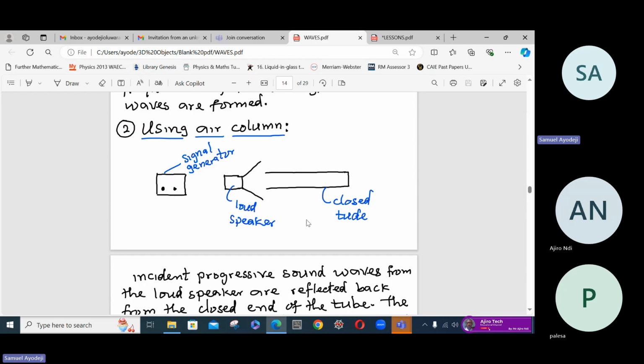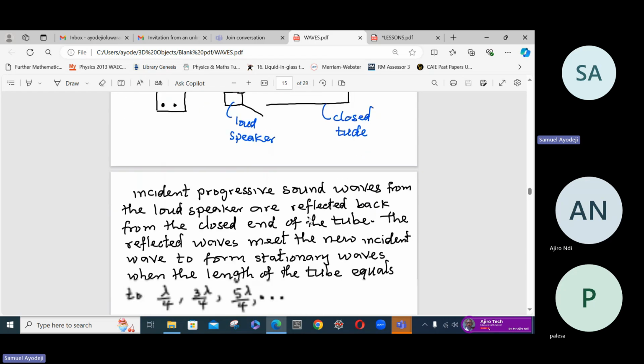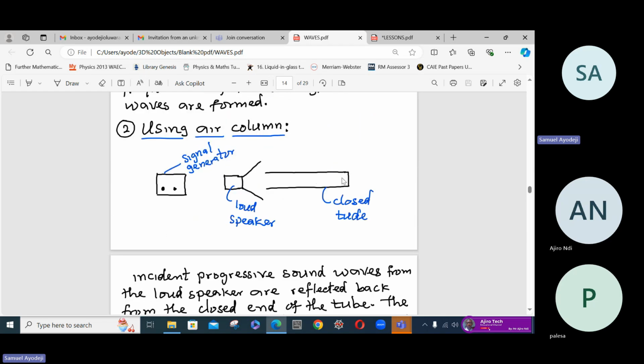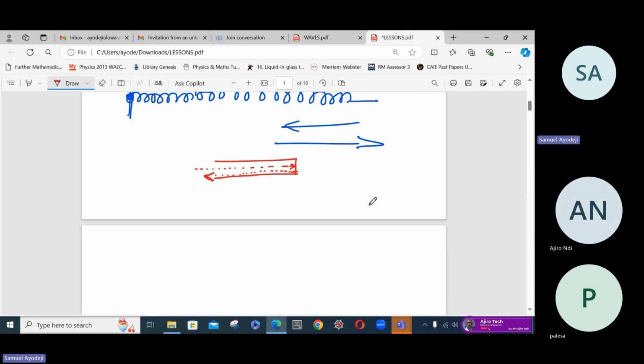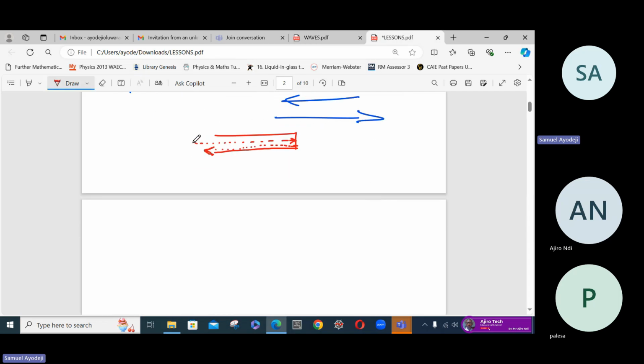So you can now see the incident progressive sound waves from the loudspeaker are reflected back from the closed end of the tube. When it gets here, they are reflected back. So that means the reflected one will now meet the incident. Let me come again. This one is the incident, and this one is reflected back here. The incident is still coming this way, and this one is reflecting this way.